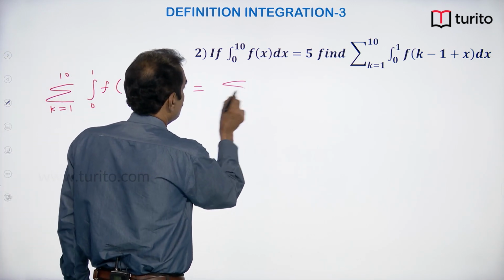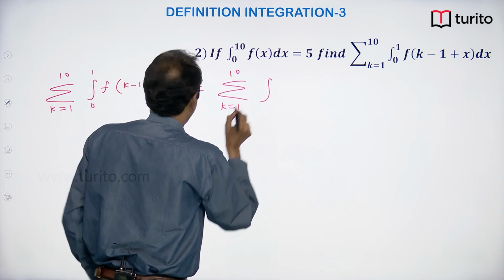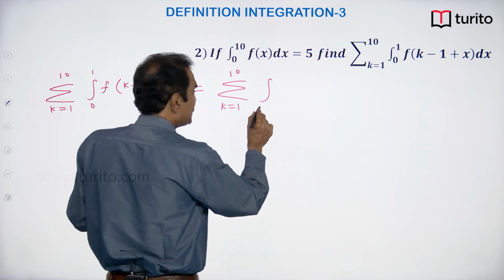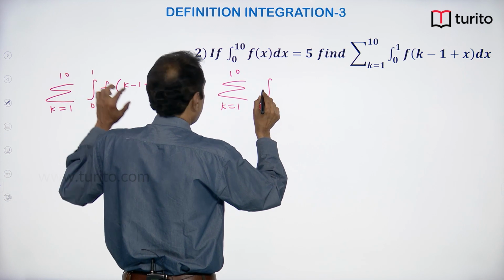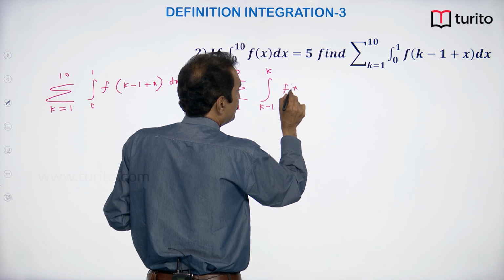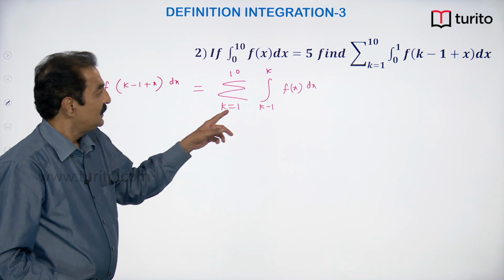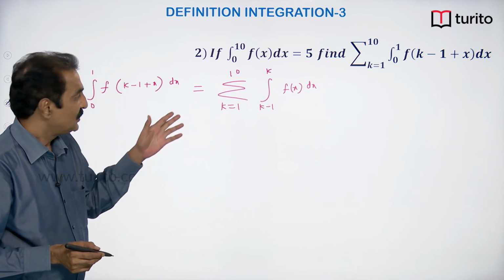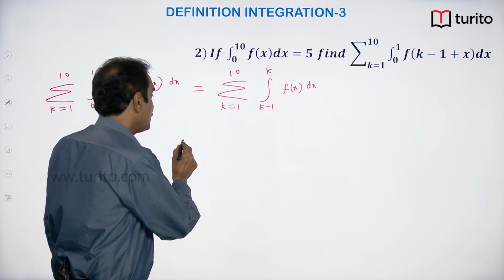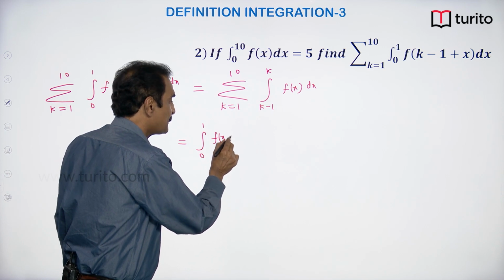So this is equal to sigma k varies from 1 to 10, add k minus 1 to the limits: 0 plus k minus 1 is k minus 1, 1 plus k minus 1 is k. Now this becomes f of x. Okay. Now sigma means summation, so substitute k is equal to 1, 2, 3 and so on up to 10 and add the integrals. Substituting k is equal to 1, you will get integral 0 to 1 f of x dx.